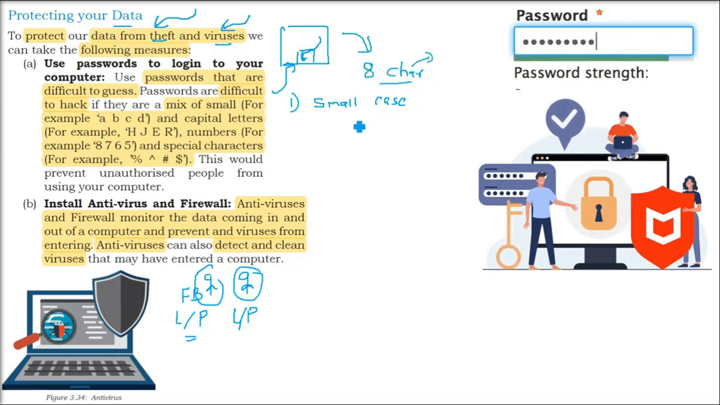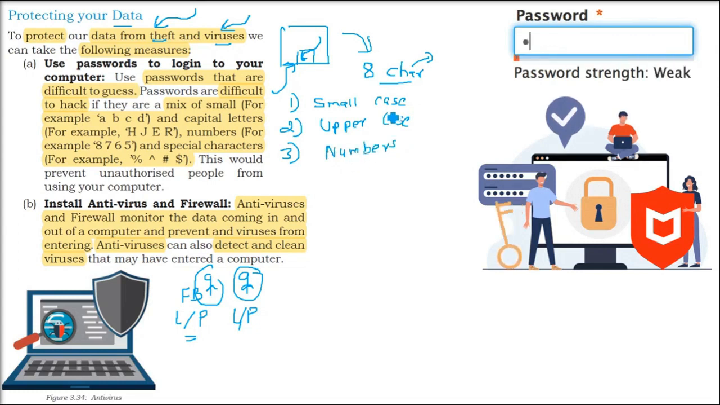So 8 characters minimum. Use the small case. Use the uppercase. I am talking about the combination. Not only small case, you have to include uppercase. You have to use numerals, that is, numbers. Along with this, you have to use the special characters, that is percentage, a cap sign, hash or a dollar.